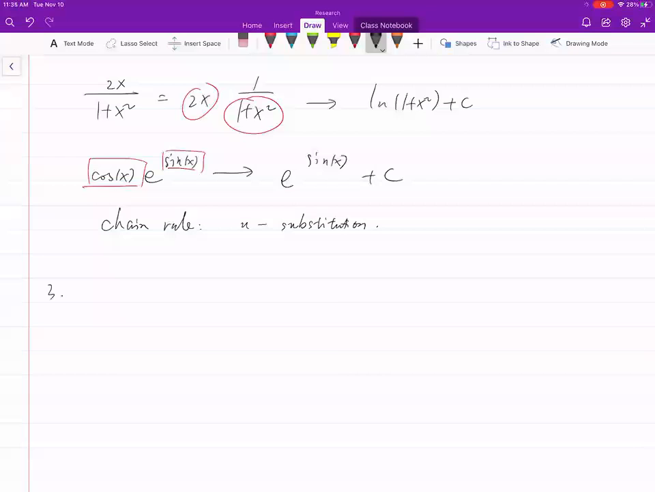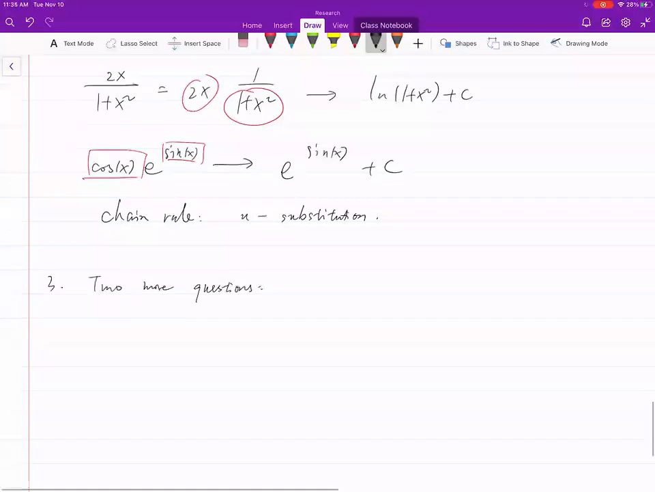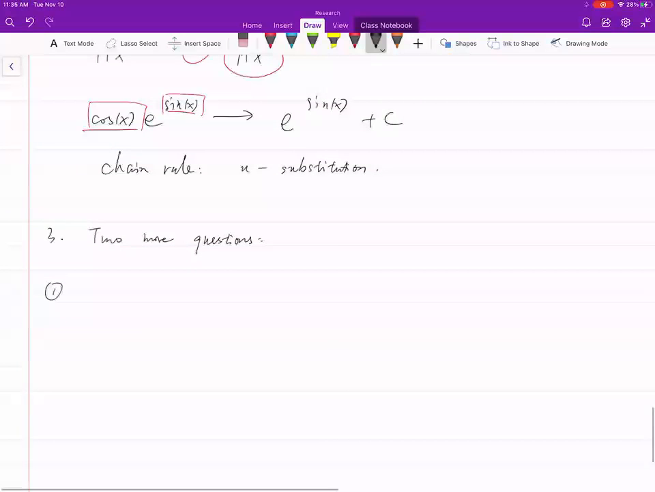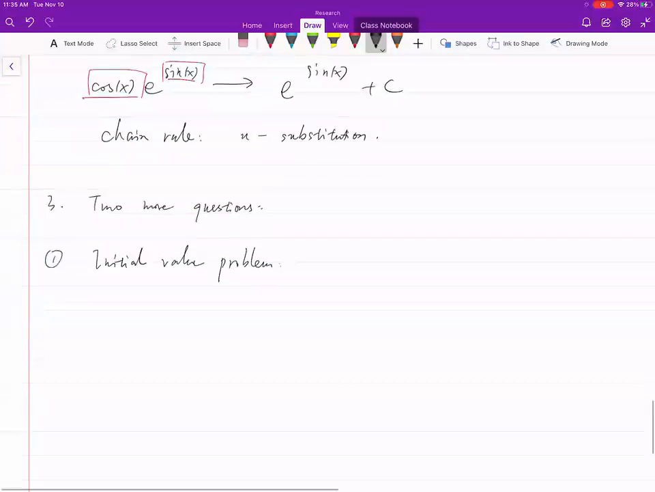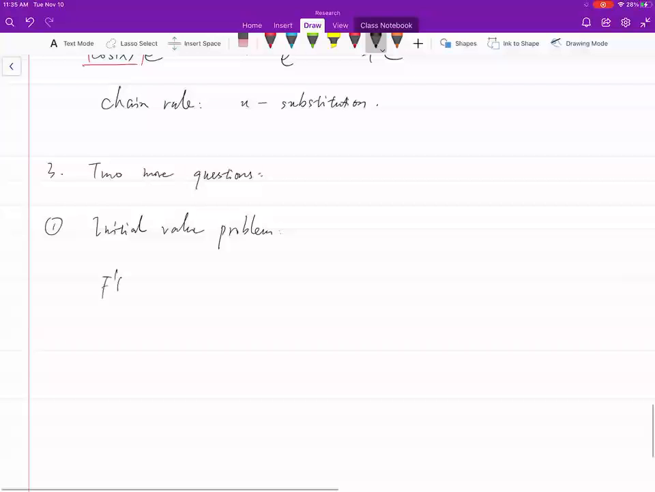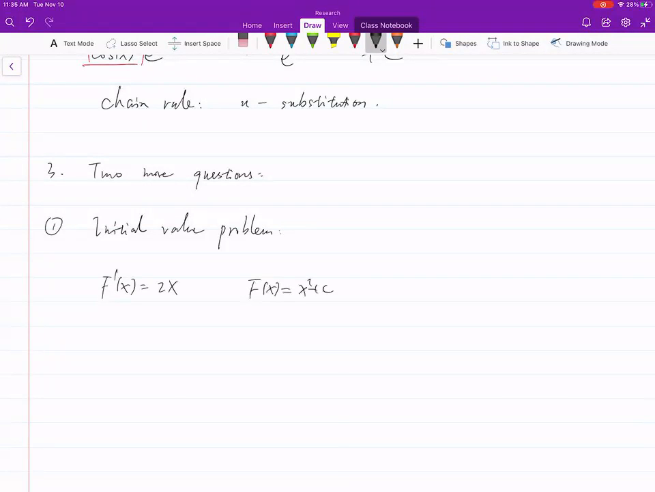Now let's just do 2 more examples. Okay, 2 types of questions. Nothing new, but just some quick examples. The first one, we call it the initial value problem. So basically, if I tell you f prime x equals 2x, your best guess is f x equals x squared plus c. You have a constant which is not fixed.